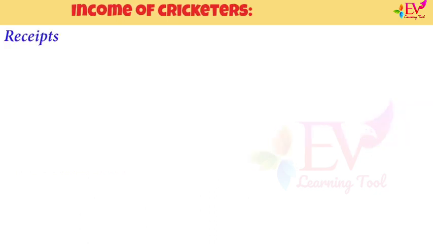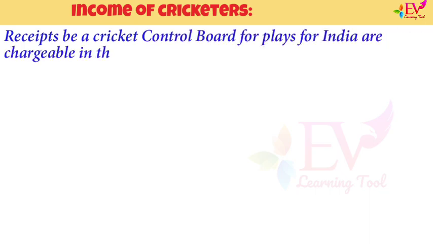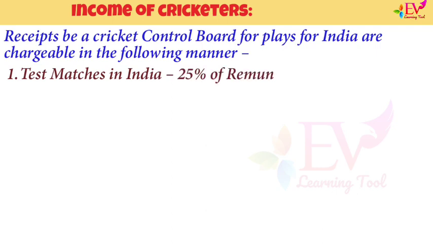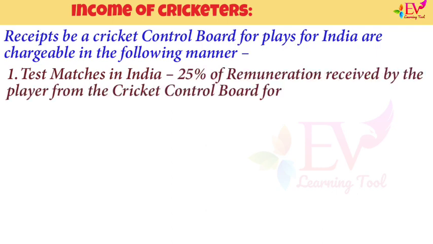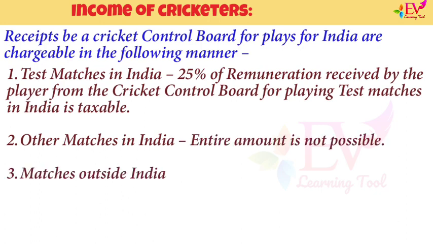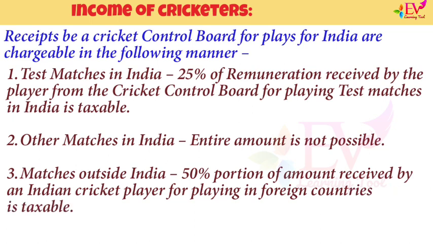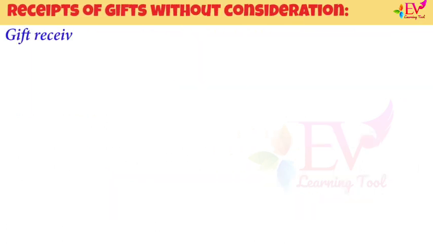Income of cricketers. Receipts by a cricket control board for plays for India are chargeable in the following manner. 1. Test matches in India, 25% of remuneration received by the player from the cricket control board for playing test matches in India is taxable. 2. Other matches in India, entire amount is not taxable. 3. Matches outside India, 50% portion of amount received by an Indian cricket player for playing in foreign countries is taxable.